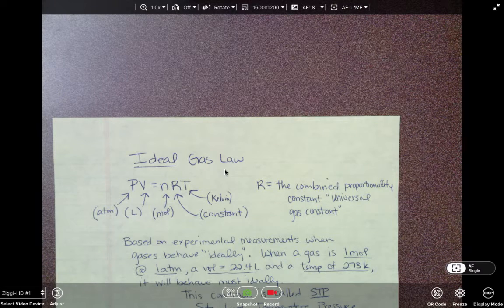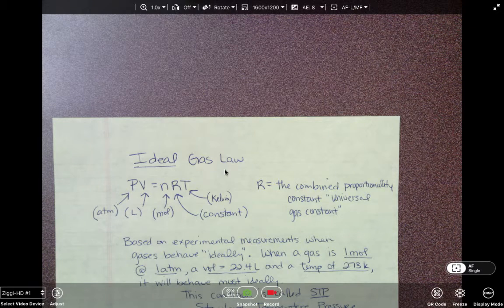Well, of course, in the real world, that doesn't always happen. Sometimes there's attraction forces between gas molecules. Sometimes the volume changes, pressure changes, things change. So that would be considered a real gas. But what if, in a perfect world, they act ideally?